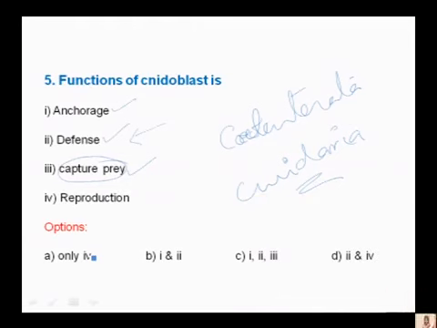So the right answer over here has to be, so you can see here the options should show 1, 2 and 4. Okay, so options are not shown here properly. That's why let me just tell you the right functions which are done by them: defense and capture of prey. Reproduction is excluded, rest all are included.